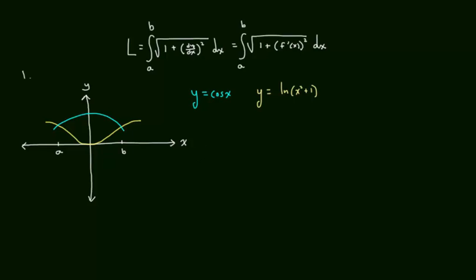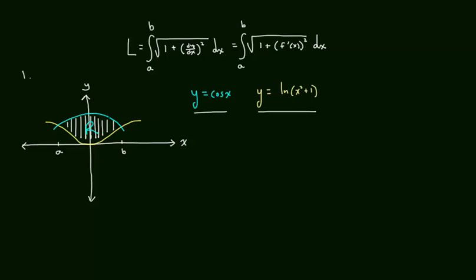In question 1, we revisit this eyeball, football looking bounded region between y equals cosine x and y equals natural log of x squared plus 1. So this bounded region here we will call R. This is region R. And in question 1, it says write an expression involving one or more integrals that gives the length of the boundary of the region R.